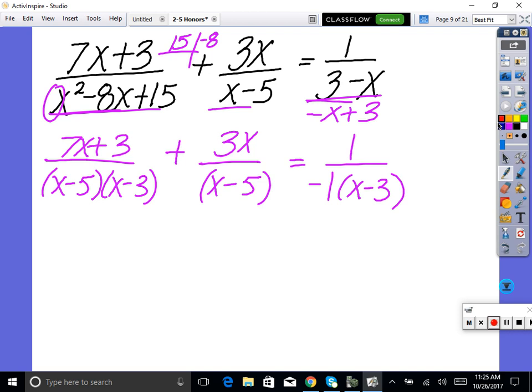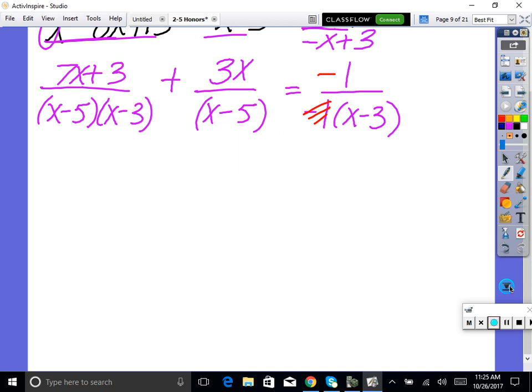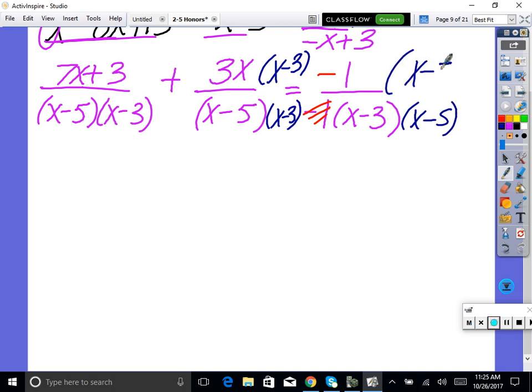1 over -1. Would I want this -1 in the bottom? Probably not, because I'm going to have to do all this nastiness. 1 divided by -1 is -1 on top. What's my least common denominator? X minus 5, x plus 5, right? So it's really not any harder, as you can see so far. So we multiply by x minus 3, x minus 3, x minus 5, x minus 5. Am I right? Okay, now look, this is the same as this as this.